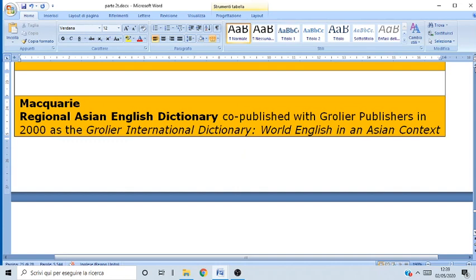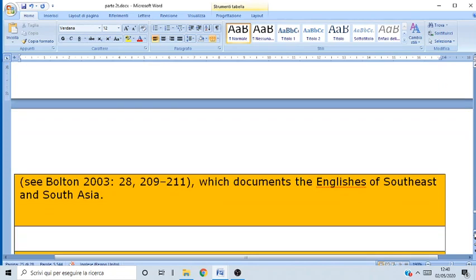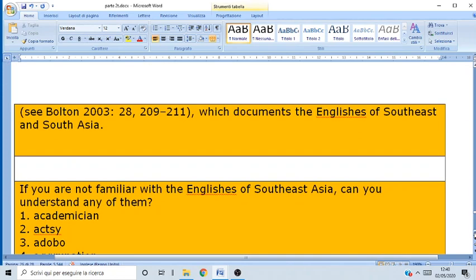So there have been some attempts to try to codify the grammar of these Asian Englishes. And so there's the Macquarie Regional Asian English Dictionary. Okay. And it documents the Englishes of Southeast and South Asia. So that could help people. But let's look at a couple of exercises that your book proposes.